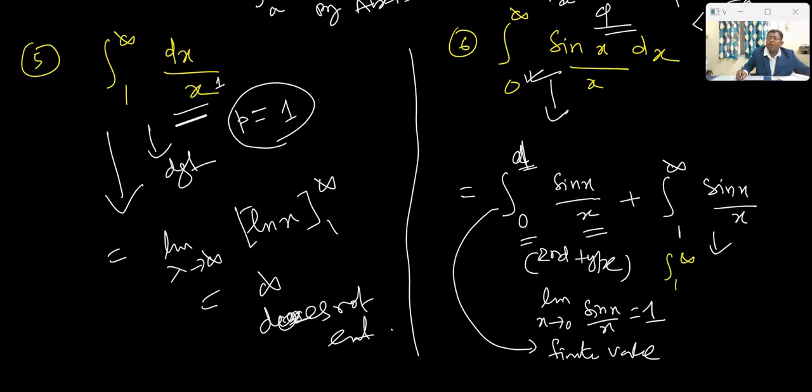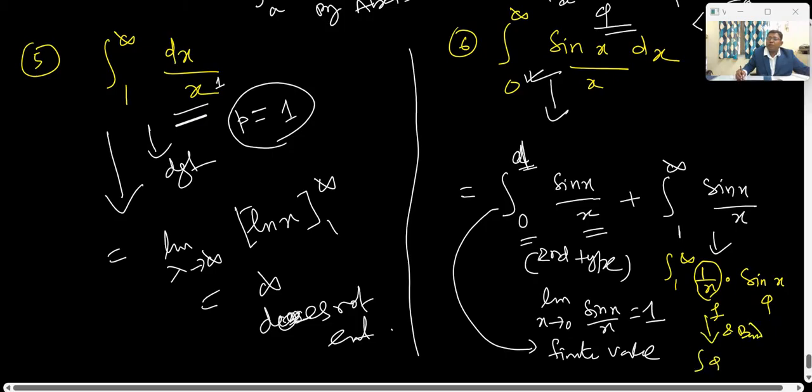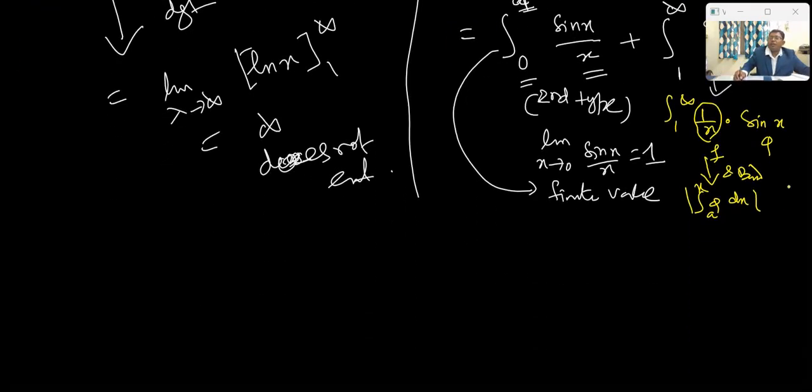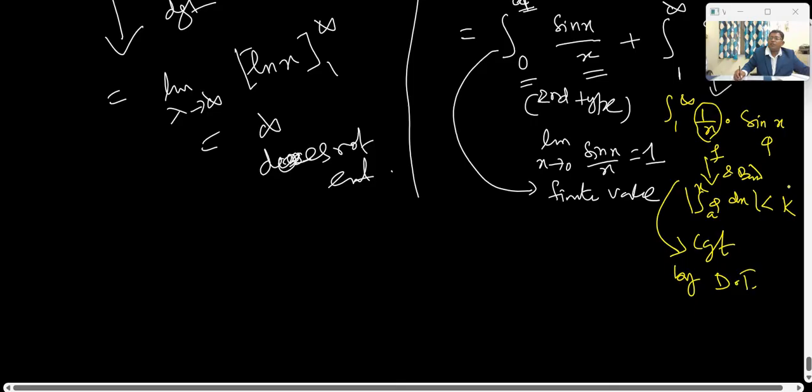So here, the integral from 1 to infinity of 1 by x into sin x. This is my f, and this is my phi. f decreases gradually: when x increases, this will decrease. So f decreases and is bounded. And we see the integral of phi dx from a to x is also less than a constant, as we did earlier. So the second part of this integral is convergent by the Dirichlet test. So this and this together will give you convergence. So this integral is convergent.